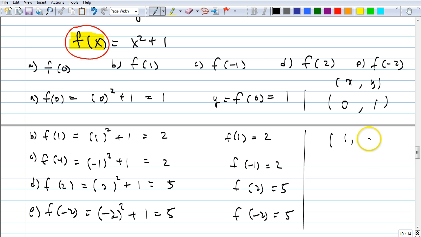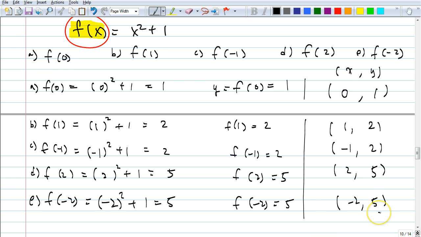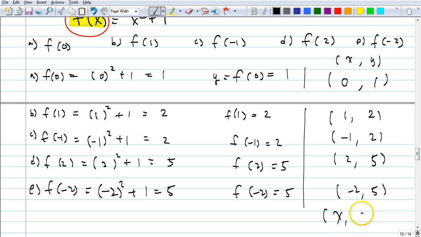1, comma, what? 2. Negative 1, comma 2. 2, comma 5. Because this is a relation, right? They're sets of ordered pairs. Negative 2, comma. So what is this really the same as? x, comma, what? Instead of y, I could write this as x, comma, f of x. It's exactly right, because f of x is, after all, what? y. Very good.